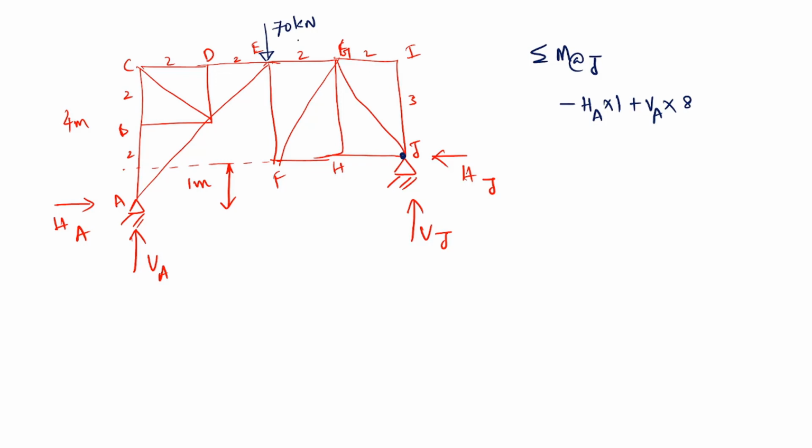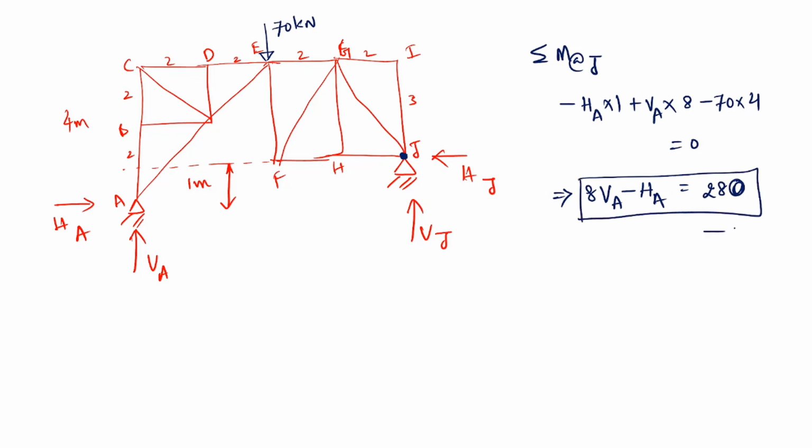Then 70 will create negative moment. 70 multiplied by 4. HJ and VJ are passing through the point, so the moment due to them will be 0. So equal to 0. No other forces are there. Only external forces should be taken, not the internal member forces. So simplify that. 8 VA minus HA will be 280. 7 4 are 28, 280. So this is one equation.